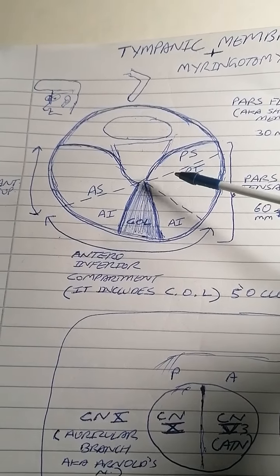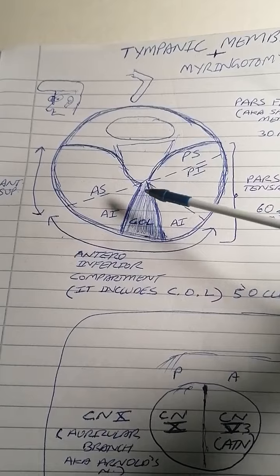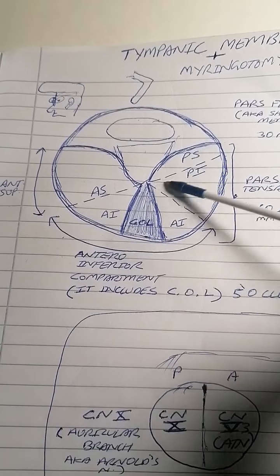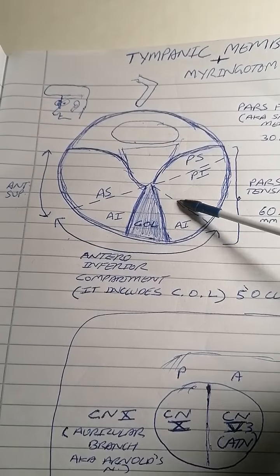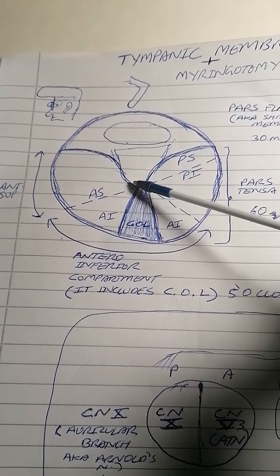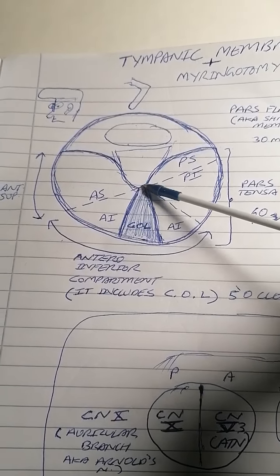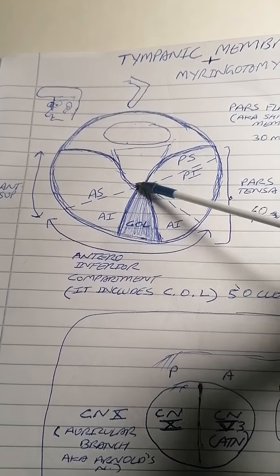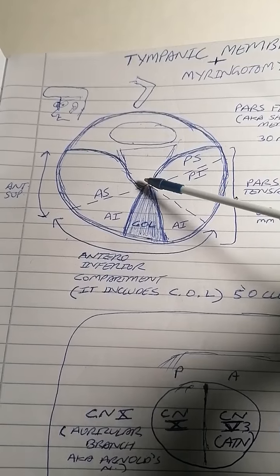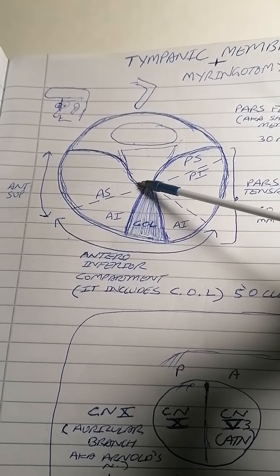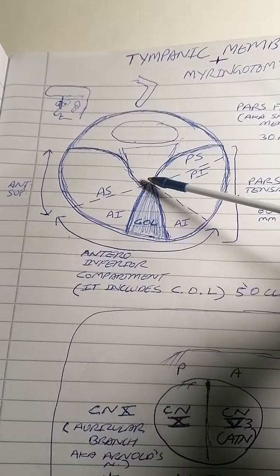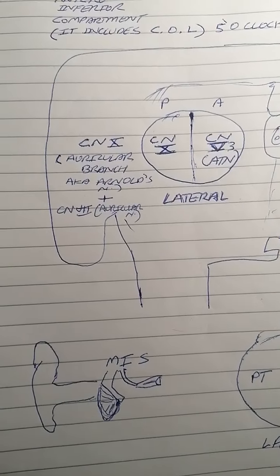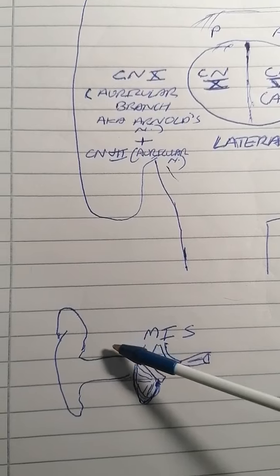Now pars tensa itself is divided into four quadrants via two imaginary lines. One is here and one is here. These imaginary lines are perpendicular to each other at this point. This point is the umbo of your malleus bone, of the ear. Here, if you can see, I have drawn, suppose here is your ear.